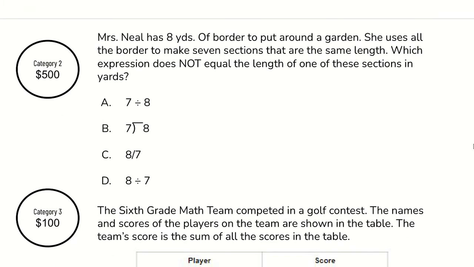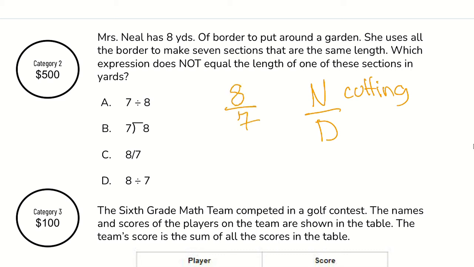All right, Mrs. Neal has 8 yards of border to put around a garden. She uses all the border to make 7 sections that are not the same length. Which expression does not equal the length of one of those sections in yards? Okay, so this is our Ned and Donkey, guys. So I got my numerator over my denominator. And remember, what is on top is what I'm cutting into pieces. So this is going to be my total that I'm cutting up. Okay, so Miss Neal, are you cutting up the 8 yards or the 7 sections? I'm cutting up the 8 yards. Okay. So I'm definitely wanting to cut up this 8 yards into 7 sections.